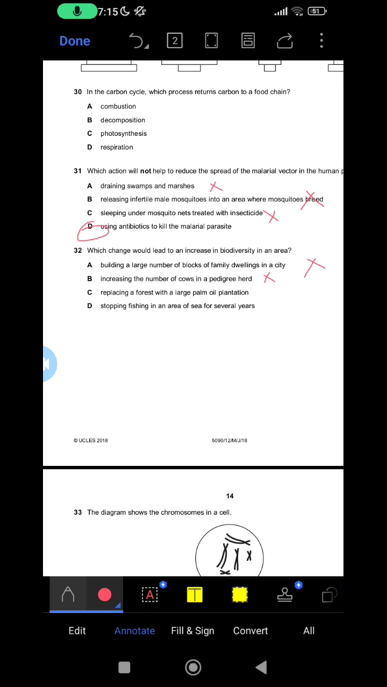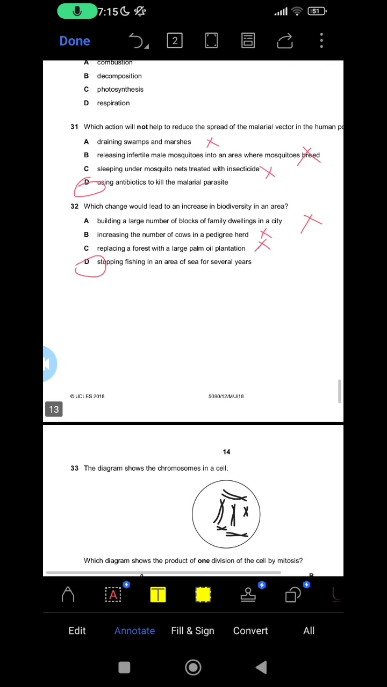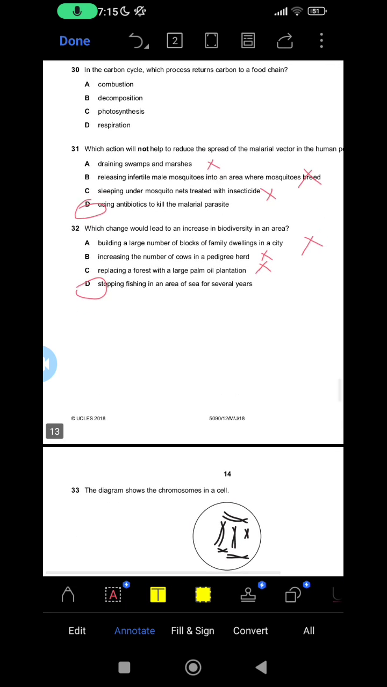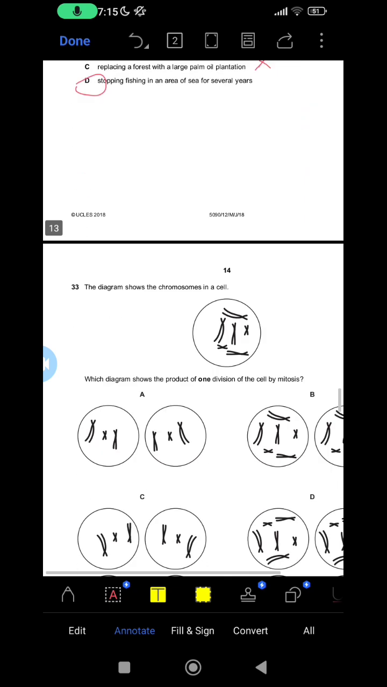Replacing a forest with a large oil palm plantation. This will decrease biodiversity, not increase it. And finally, stop fishing in an area of sea for several years. This will increase biodiversity as for many years other species will have the opportunity to increase their population. So biodiversity would increase. So D is the correct option.